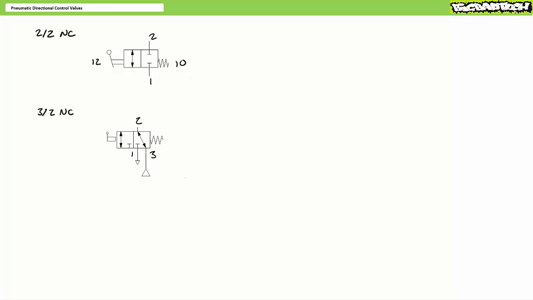Similarly, consider a lever-operated normally closed 3x2 directional control valve. It might also say 10 on the spring and 12 on the lever, again meaning the offset spring blocks 1 in the deactivated state and the lever passes 1 to 2 in the activated state.